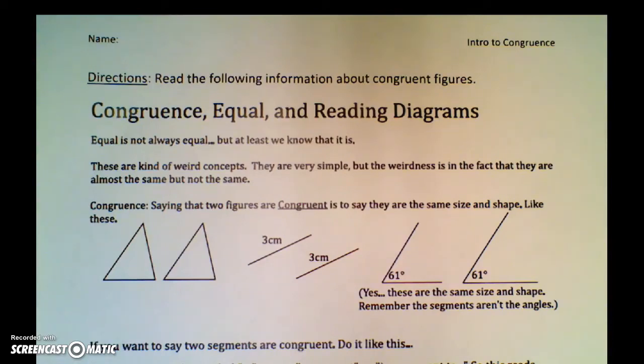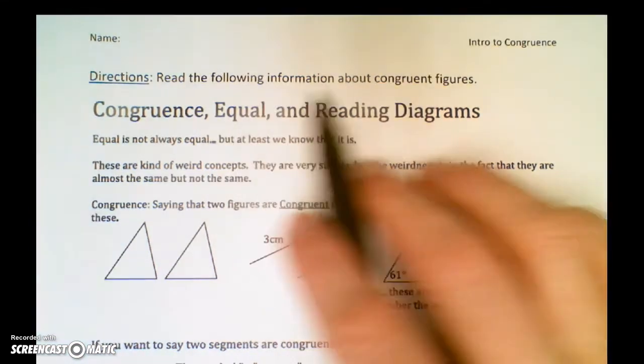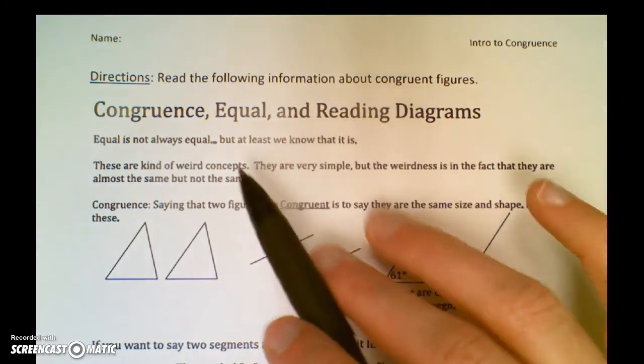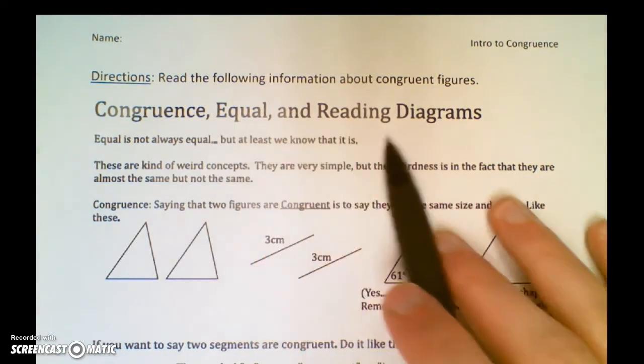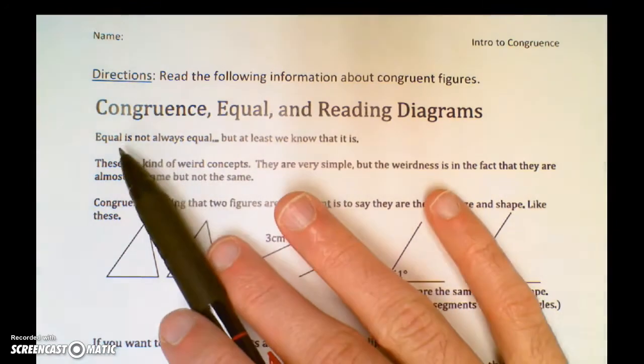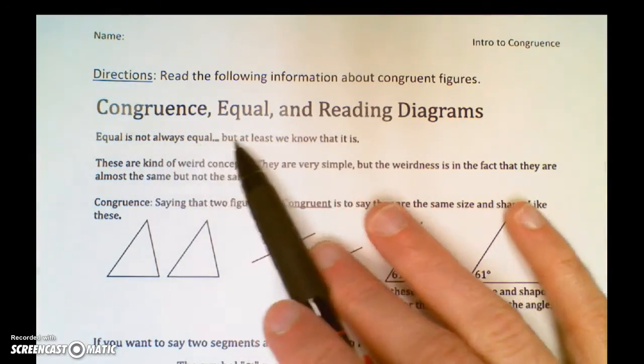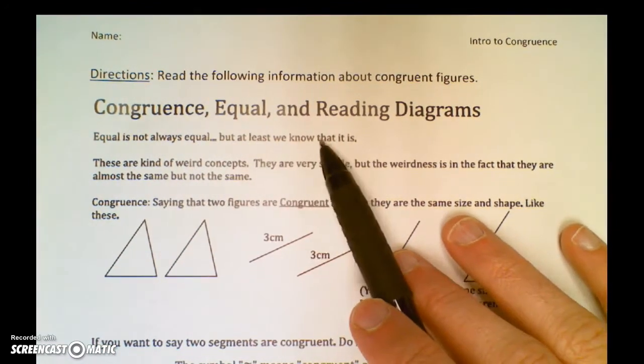Alright, for today's lesson we're going to work on congruence, particularly with triangles. But first let's review what congruence means. So directions: read the following information about congruent figures. Congruence, equal, and reading diagrams. Equal is not always equal, but at least we know that it is.